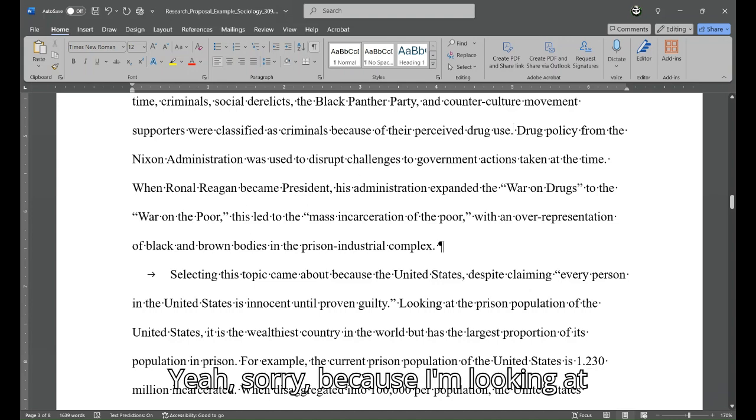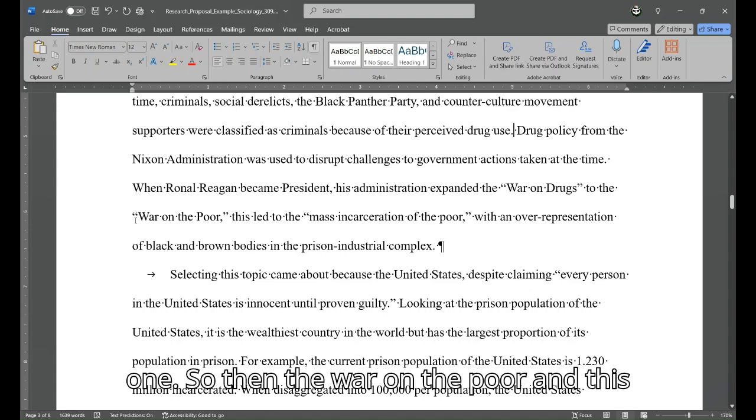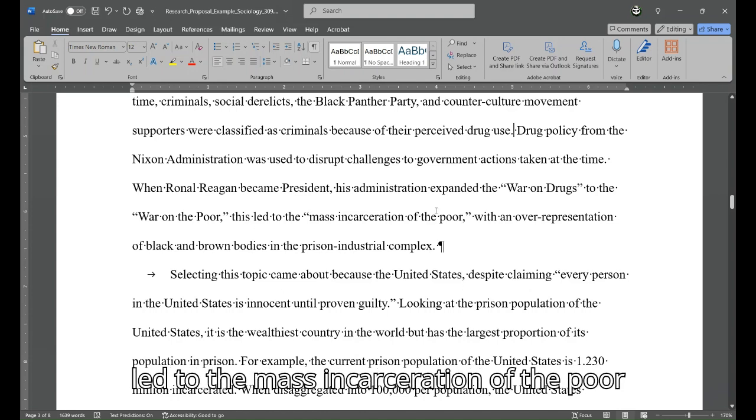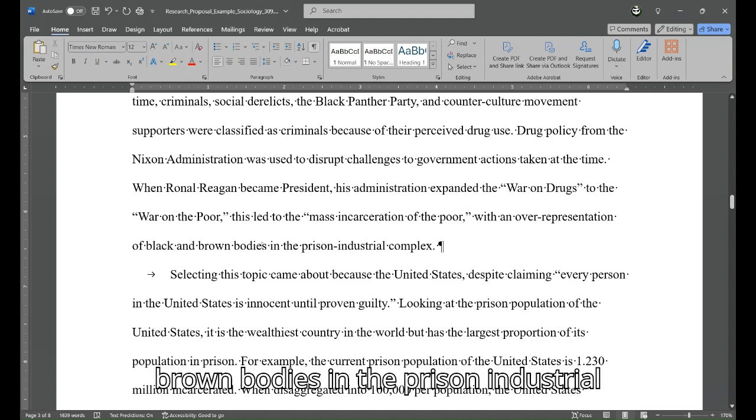Sorry, because I'm looking at number 4. That's actually the next one. So then, the war on the poor, and this led to the mass incarceration of the poor with an overrepresentation of black and brown bodies in the prison industrial complex.